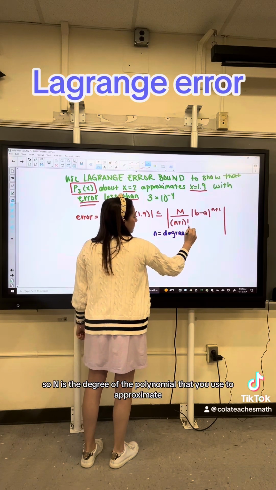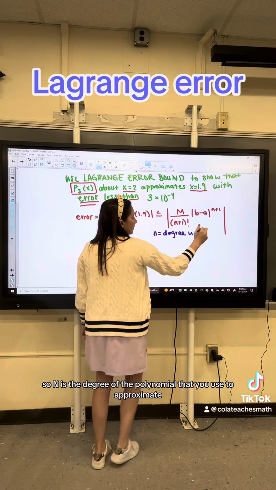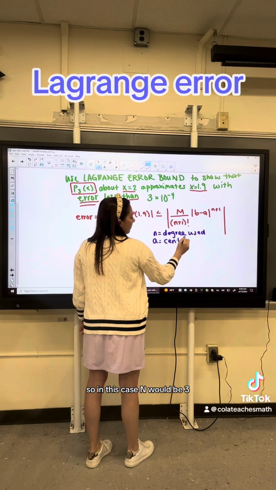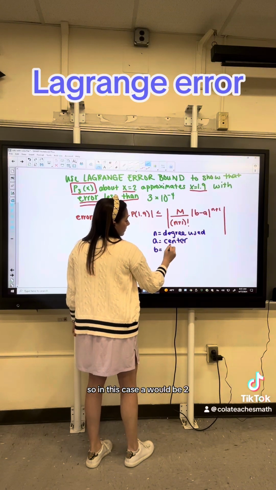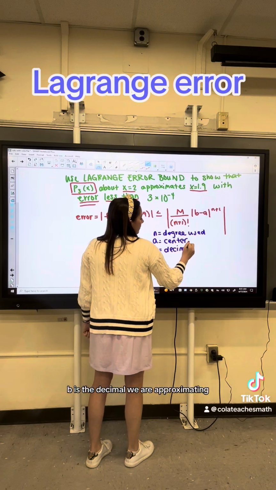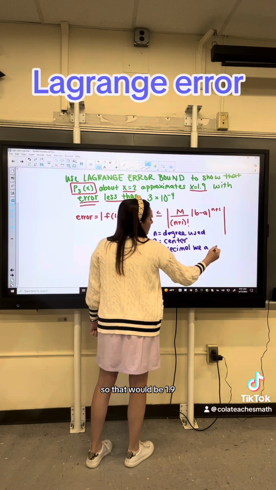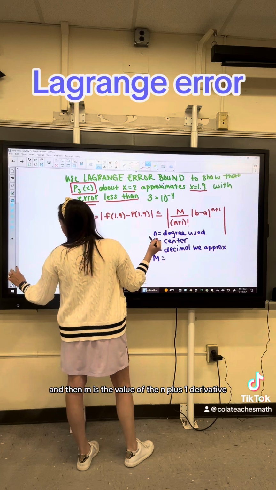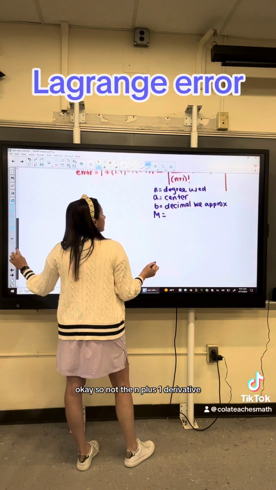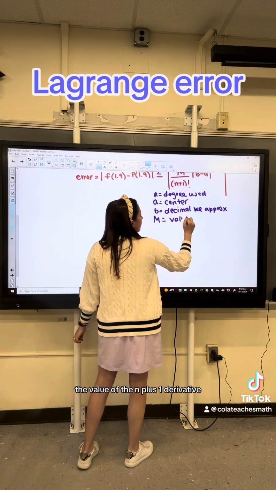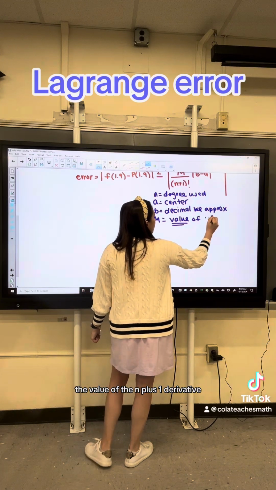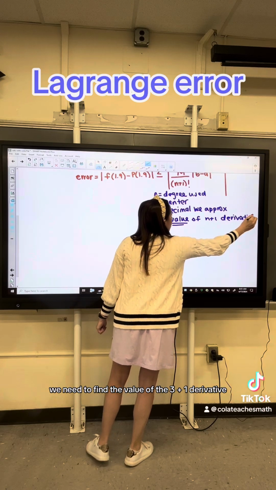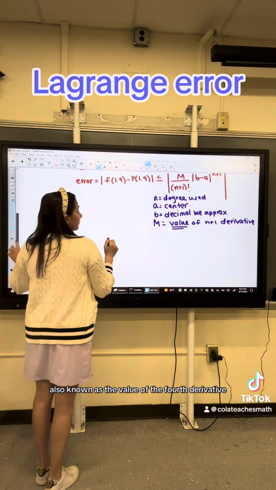So n is the degree of the polynomial that you use to approximate. In this case, n would be 3. a is what we are centered at. In this case, a would be 2. b is the decimal we are approximating, so that would be 1.9. And then M is the value of the n plus 1 derivative. Not the n plus 1 derivative, the value of the n plus 1 derivative. So in this case, if n was 3, we need to find the value of the 3 plus 1 derivative, also known as the value of the fourth derivative.